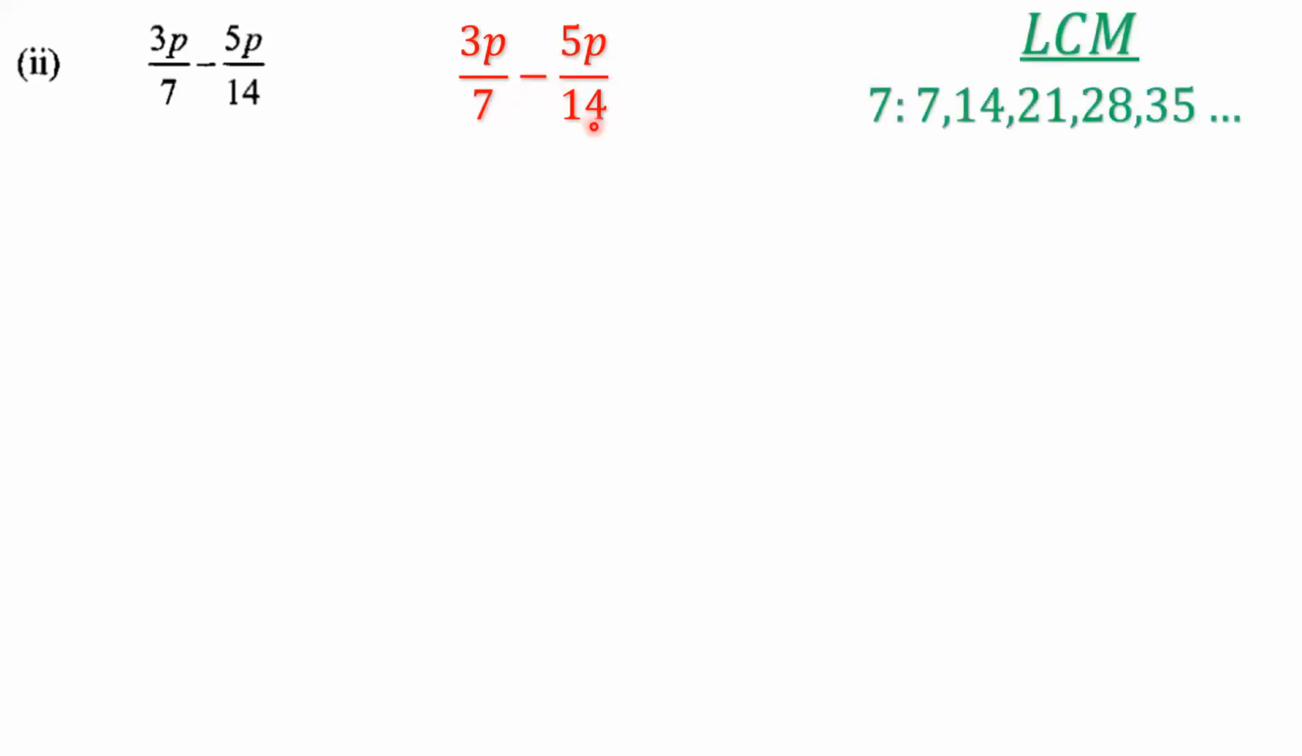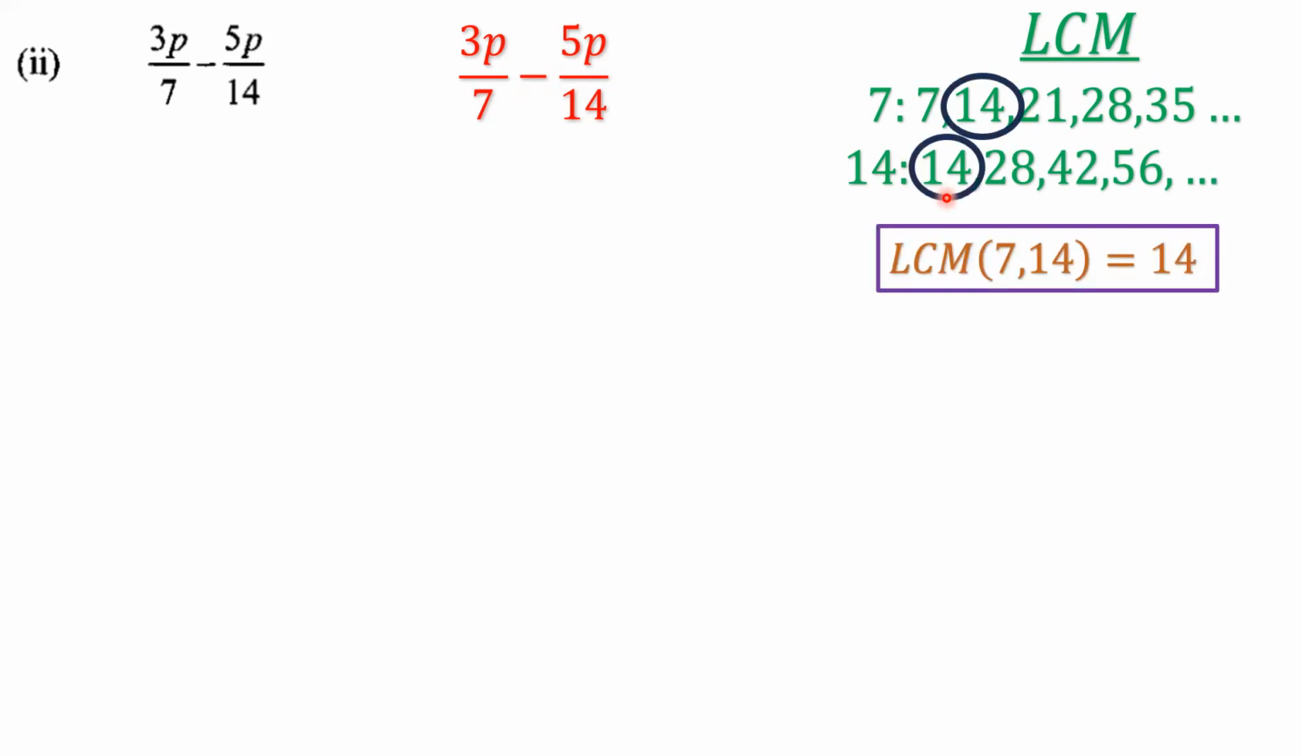We have to find the lowest common multiple of 7 and 14. First, we list the multiples of 7 and list the multiples of 14. And indeed, the lowest common multiple is definitely 14. The lowest common multiple of 7 and 14 is 14. And so we ask ourselves, what times 7 gives us 14? Well, 7 times 2 is 14. So we multiply the top by 2 and the bottom by 2.